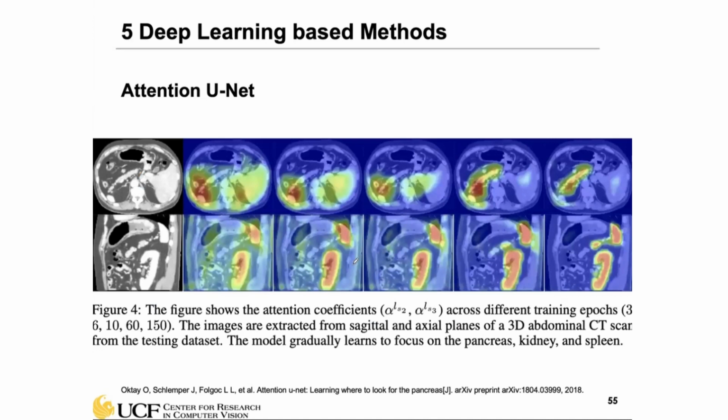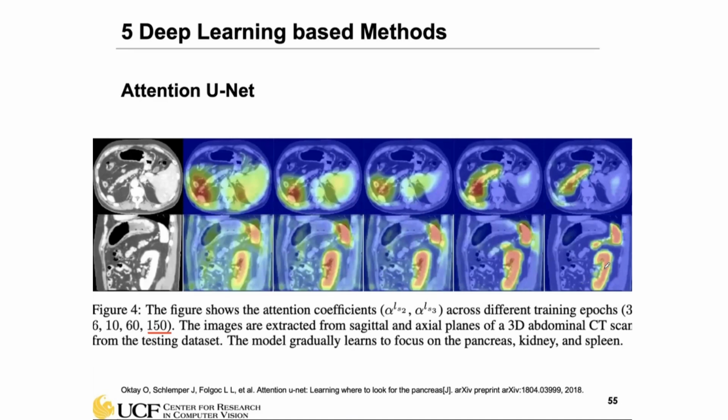And this figure shows how the attention map gradually changes over the training process. So this horizontal axis, with different images, shows the images and the attention map overlaid on the original input image, and how this attention map changed over time, across different training epochs: 3, 6, 10, up to 150. Maybe 150 is the end of training, so this is their final result.